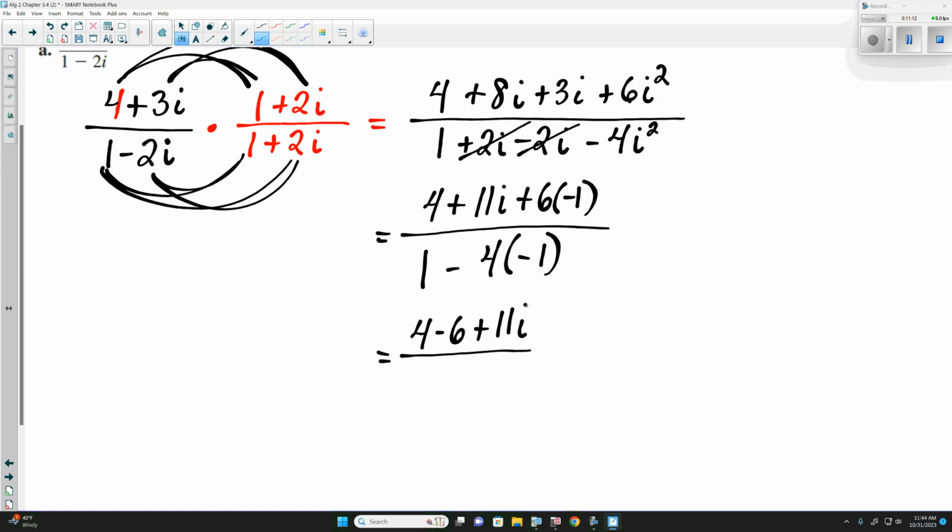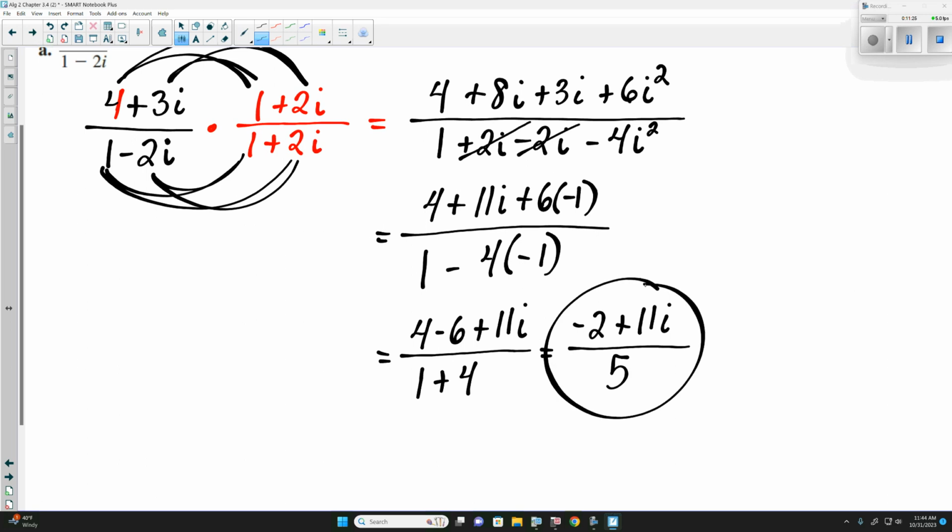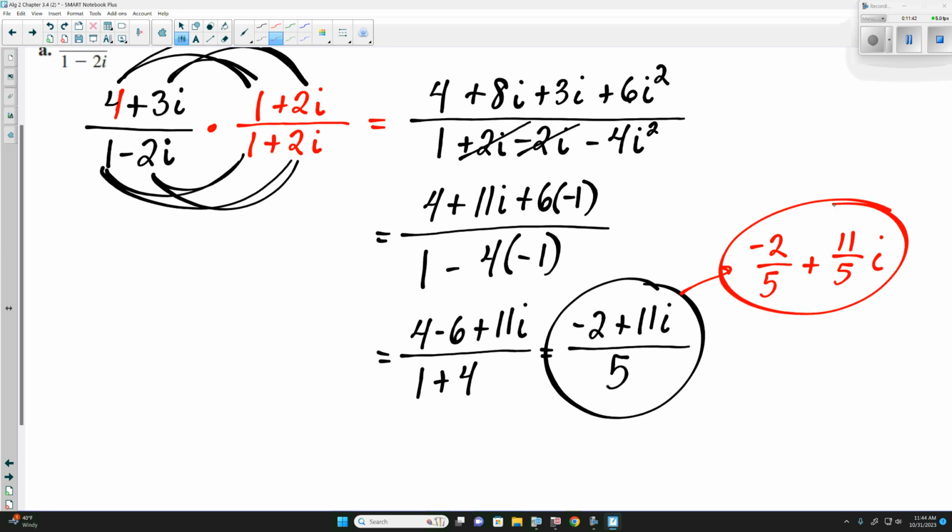Now what that tells us is we have in the numerator, our 6 times negative 1 would be negative 6, so we have 4 minus 6 plus 11i. In the denominator we have 1 plus 4. Well, 4 minus 6 is negative 2, plus 11i over 5. And that's it. The only other way to write it is we can actually split the fractions up, which will tell us it's negative 2/5 plus 11/5 i. I will take either one.